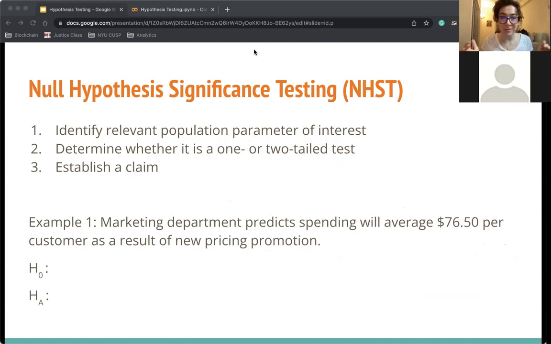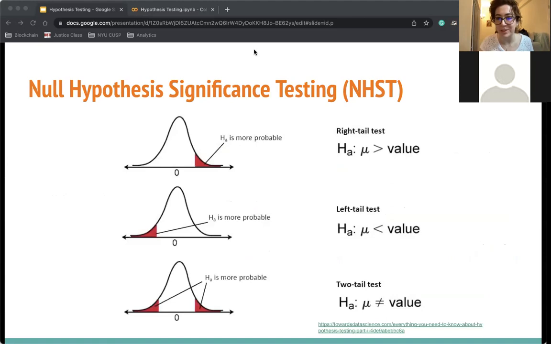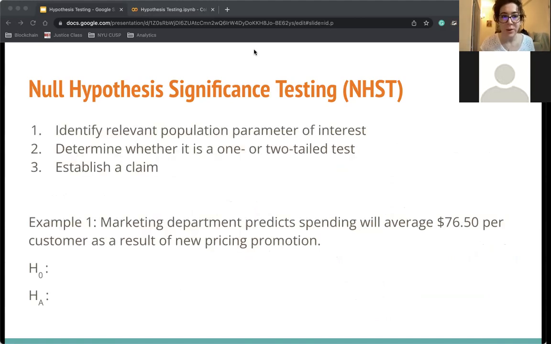Because this is the same steps we'll take, and we'll apply it to different examples. So this kind of answers the question, how do we know when to use a right-tailed or left-tailed or two-tailed test? It depends on the question that we're trying to answer. And that is why the first step when we're going through this null hypothesis significance testing framework, where these are the 3 steps we will take.